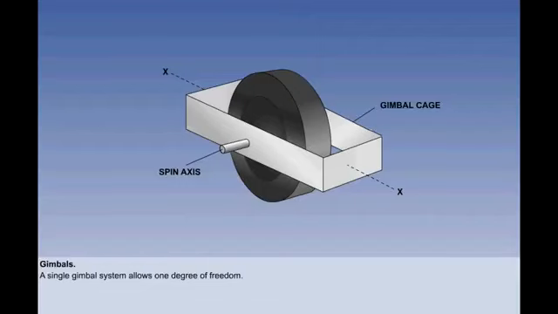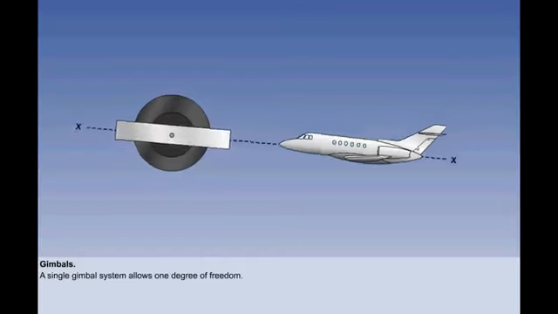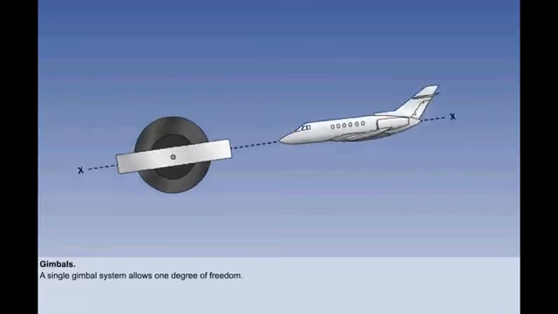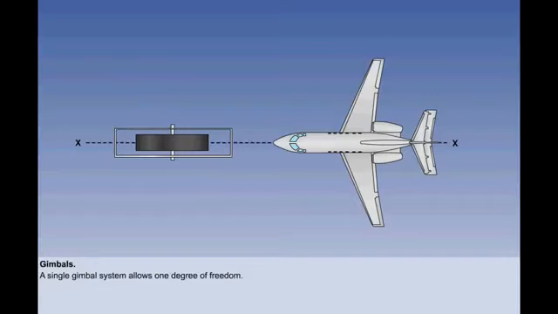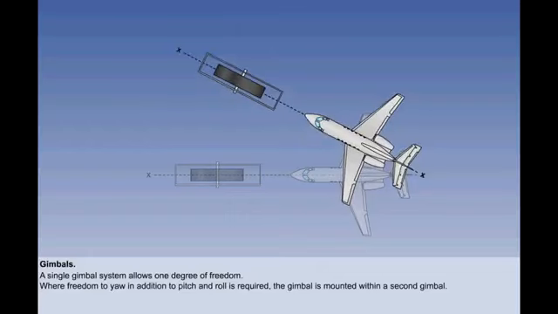If the XX axis is assumed to be the longitudinal or fore and aft axis of the aircraft, we can see that the aircraft can pitch up or down and bank without disturbing the rotor spin axis away from its fixed point in space. We can also see that with a single gimbal system, if the aircraft was to yaw, the rotor spin axis would be forced sideways out of its original orientation.